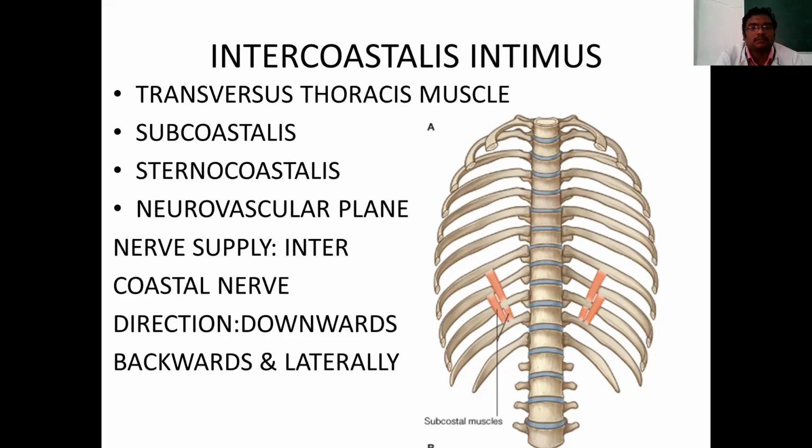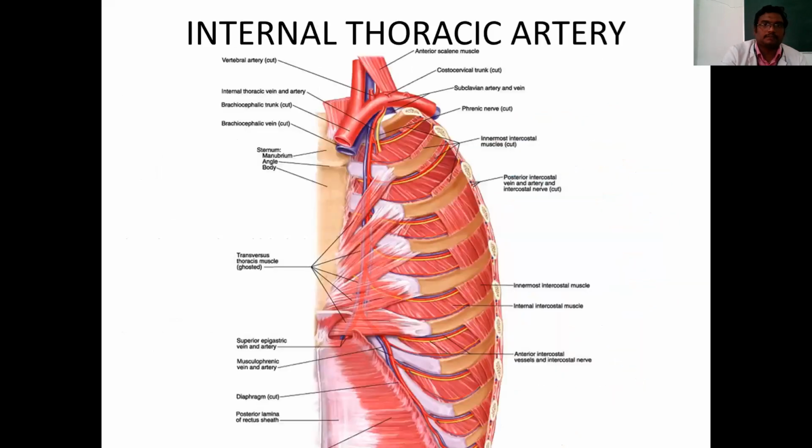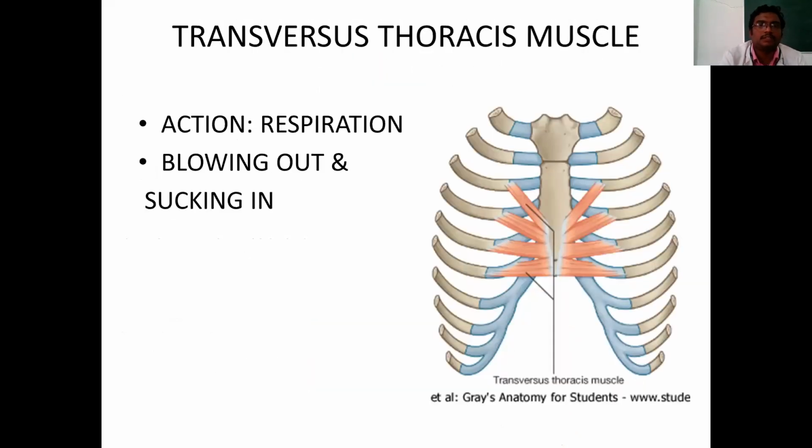So what is the nerve supply? You'll be able to get the intercostal nerves. What is the direction of this muscle? It runs downwards, backwards, and laterally. In between the internal intercostal and innermost intercostal, you'll be able to get the neurovascular plane. You have 3 layers: external intercostal, internal intercostal, and innermost intercostal. The neurovascular plane lies between the second and the third layer, that is, between the internal intercostal and the innermost intercostal, the intercostalis intimus. So this is your transverse thoracic.